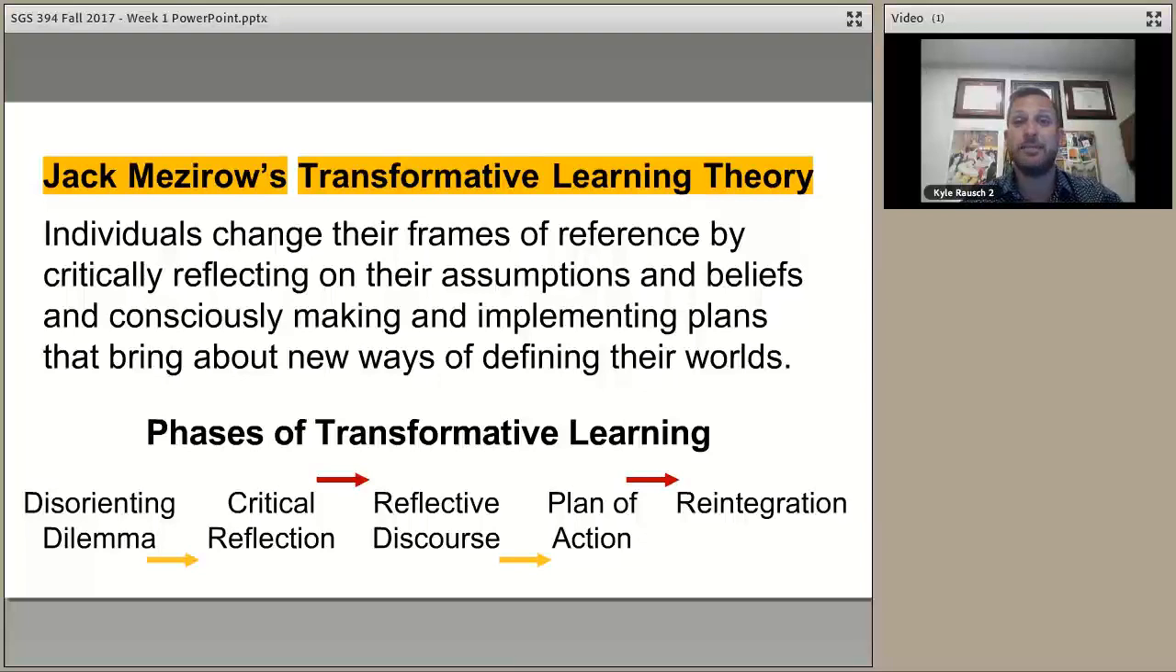In addition to examining these cultural competencies, this course has been designed under the premises of a theoretical framework, so it's important to briefly highlight this framework so you understand certain assumptions that are being made. Jack Mezirow's theory of transformative learning is a theory that helps explain how learning takes place for adult learners. The basic premise is that individuals change their frames of reference by critically reflecting on their assumptions and beliefs, and by consciously making and implementing plans that bring about new ways of defining their worlds.